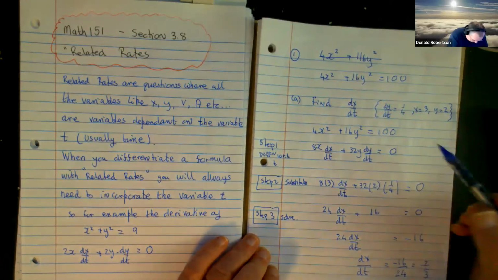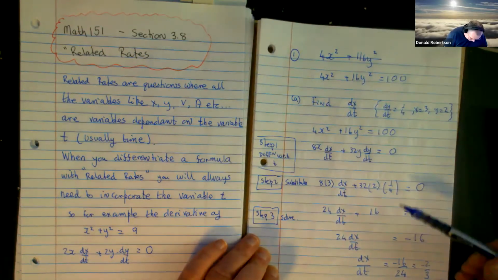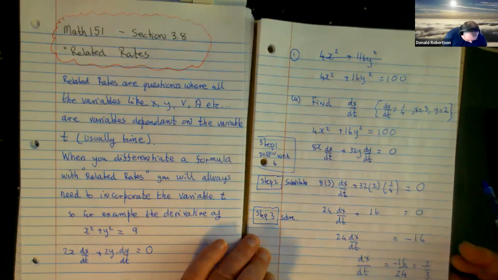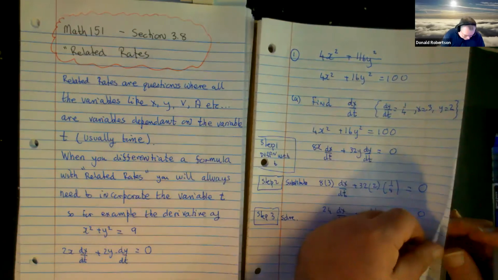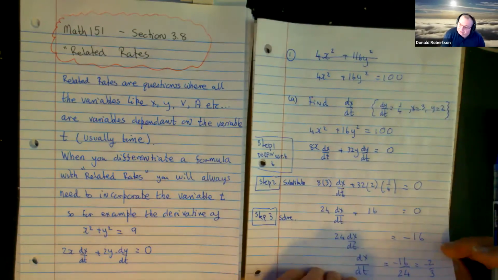So you're going to differentiate with respect to t. You're going to substitute in all the values that you know, and then you're going to solve for the missing term, whatever it is you've been asked to find. A little bit different.